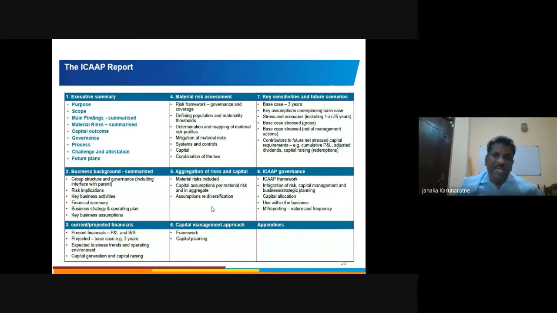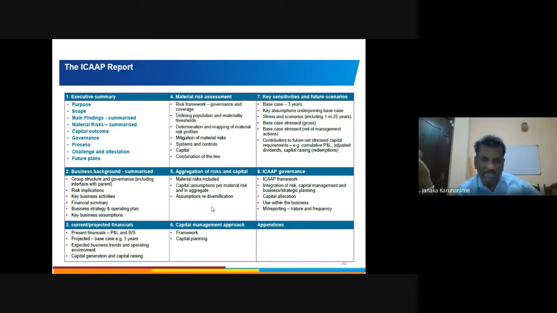Then the seventh area is sensitivities and future scenarios. So at least look at the future in different ways. Maybe at least for 3 years, if it is difficult to forecast for 5 years. Okay. Key assumptions underpinning the base case. Do stress testing and scenarios. So do the historical, look at the scenarios and forecast. Once you model it, do stress testing and see what could be the impact on your balance sheet, your dividends, your capital, and how much capital you require to be pumped in.